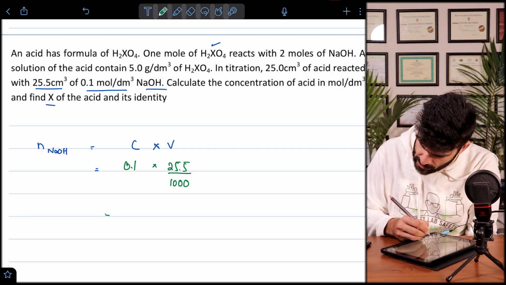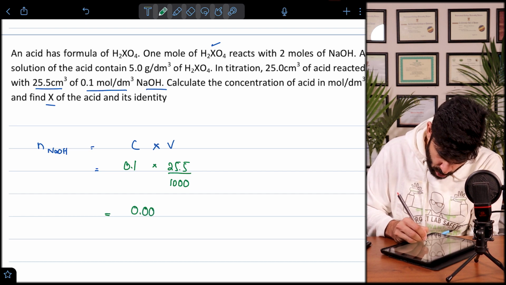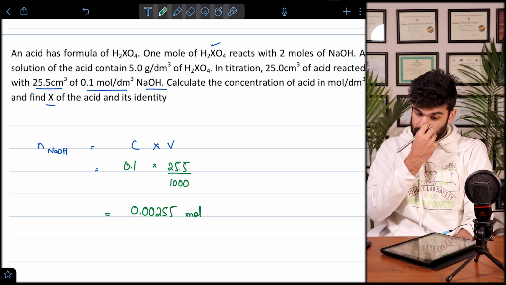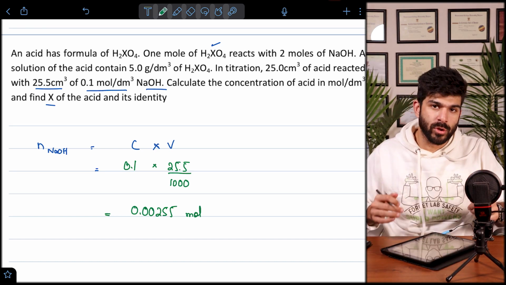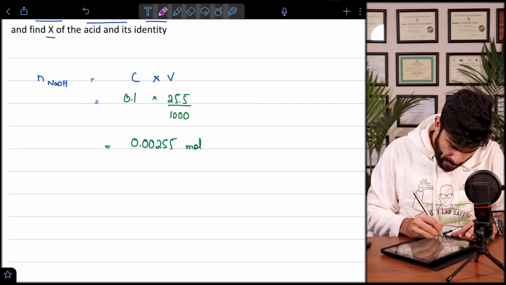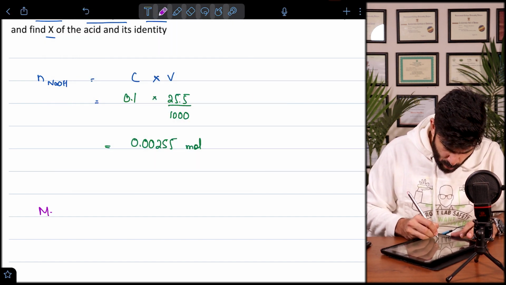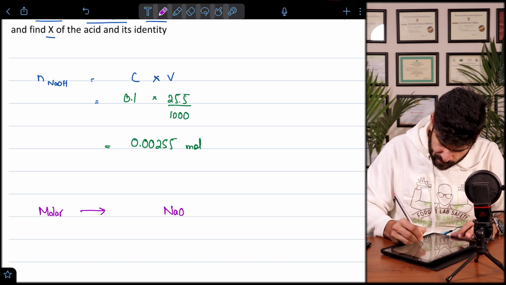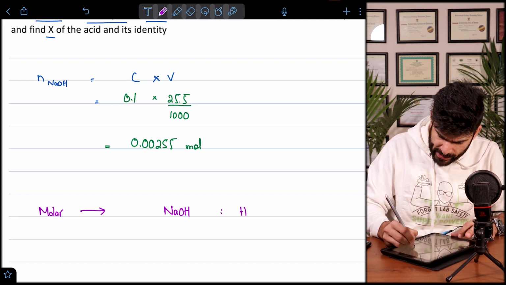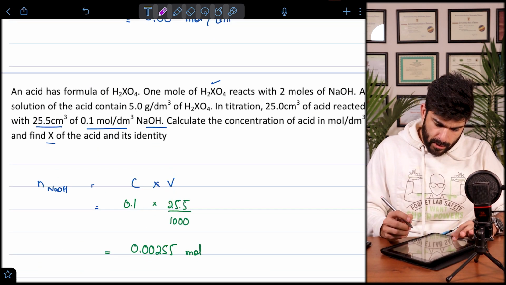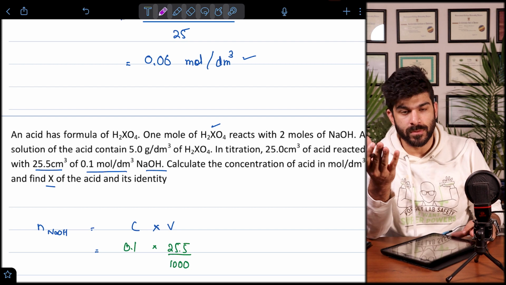And the answer will be 0.00255 moles. So students, we have the moles. We know the molar ratio that we have to calculate or find. So the molar ratio will be between NaOH and H2XO4. So now at first we need to know the molar ratio.